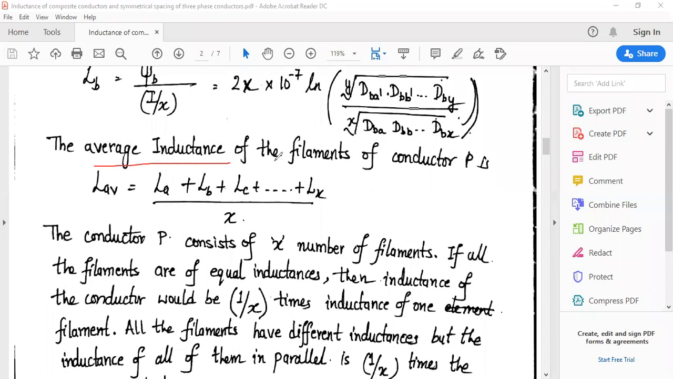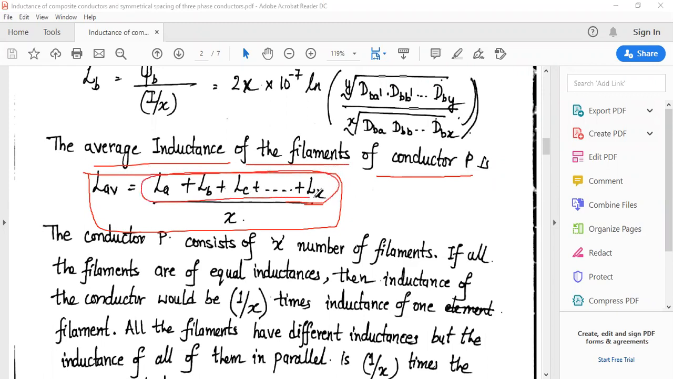Next, I have the average inductance of filaments. The average inductance of the filaments of conductor P is given as L average, written as LA plus LB plus LC plus up to LX. That is the number of strands present there, and the inductance of all the strands is used to calculate the average inductance of filaments of conductor P, divided by X. So this is how we calculate the average.